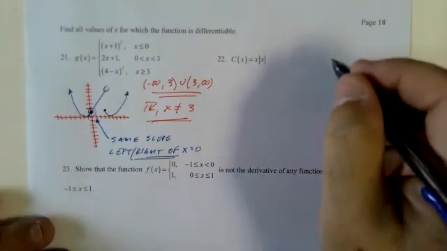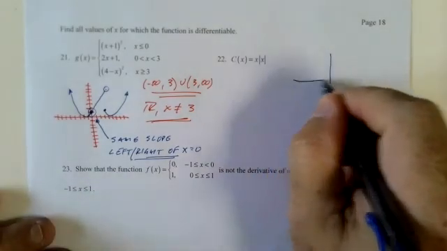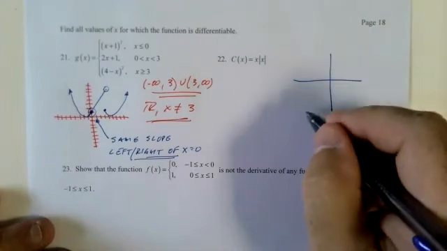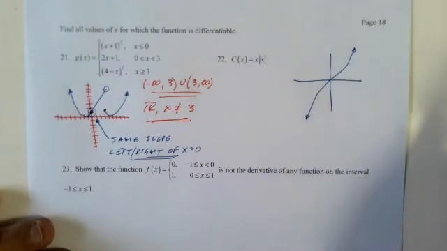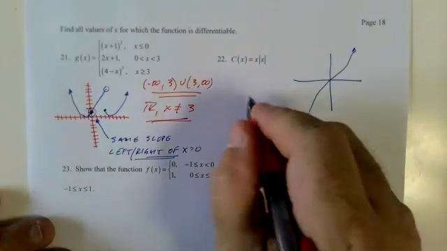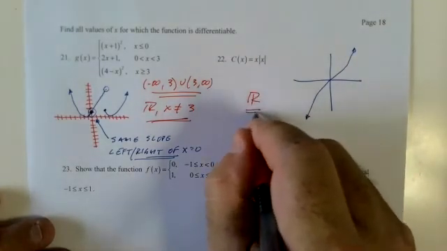Now over here, we get a nice clean graph, no problems. Here we go with all reals.